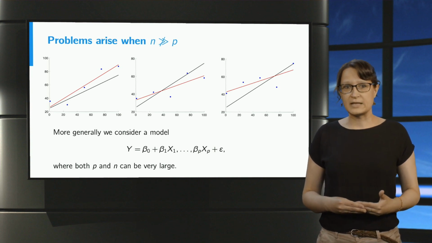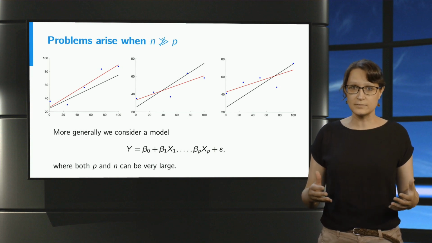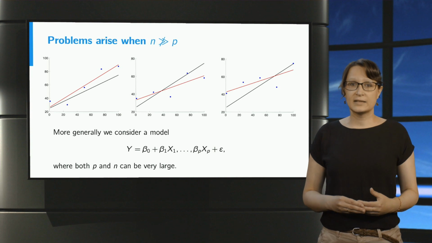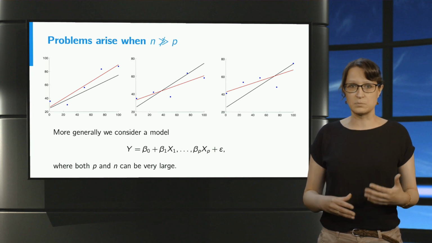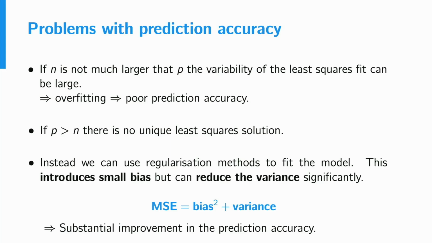More generally, it might be that we have many unknown parameters, so it can be that the p is very large. And in that case, the assumption that n is much larger than p can be easily violated. So as we saw in the previous example, if the amount of data isn't significantly larger than the number of unknown parameters, then the least squares fit tends to overfit the data. And this leads to bad prediction accuracy.